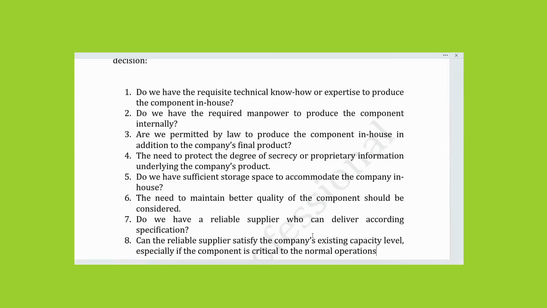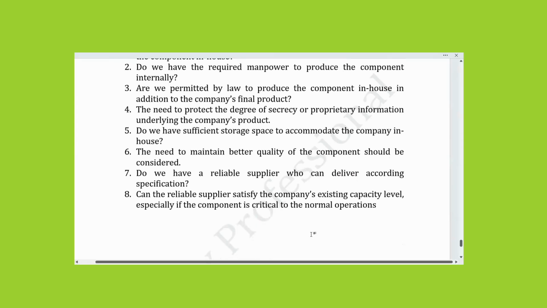Then, of course, the list can just continue. But the bottom line is that I don't want you to cram it. Anytime under make or buy decision, anytime you want to state your qualitative factors, you need to look at the perspective of the company and also the perspective of the supplier. Then you align the two together, you integrate the two together.